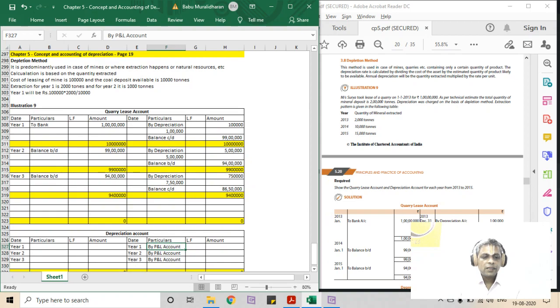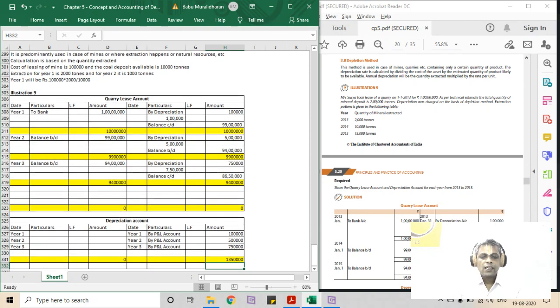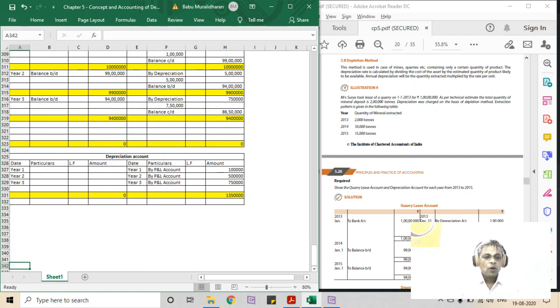Now, in case of depreciation, what will happen to the P&L? P&L first year will be 1 lakh and second year will be 5 lakhs. Third year will be 7,50,000. The total depreciation for the 3 years is 13,50,000, right? And this will be transferred to the P&L account, right? So now, hope this is clear. Now let's get into the next one.